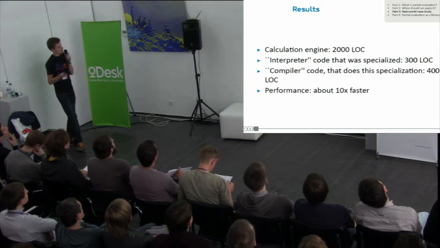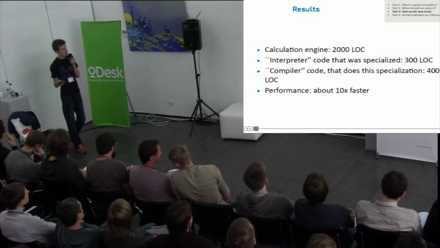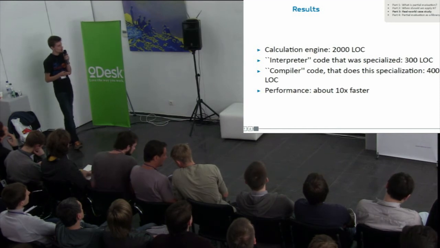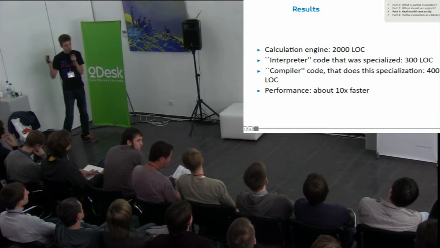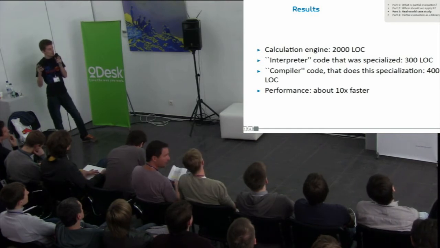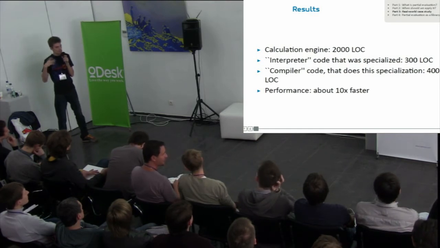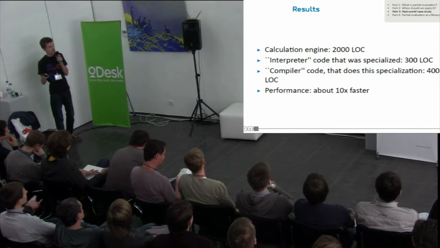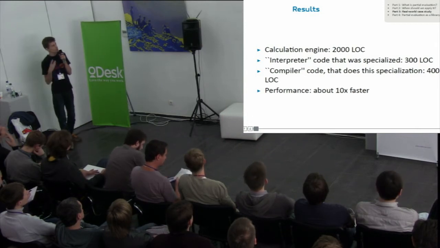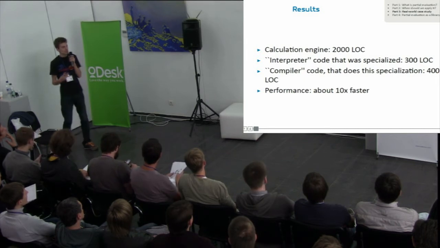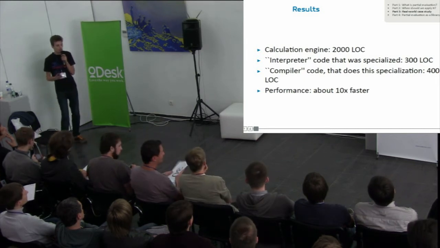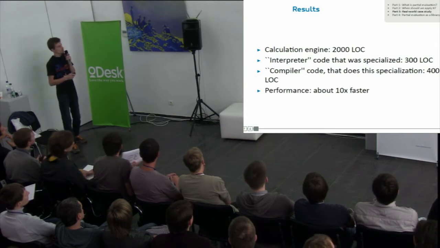Okay, and so what does it get us? The total amount of code of these calculation engines is about 2,000 lines of code. The part that is doing actual interpretation is only 300, and the code that does specialization is about the same size. And what is important, it is 10 times faster, and it is no longer a bottleneck for us, which is important.